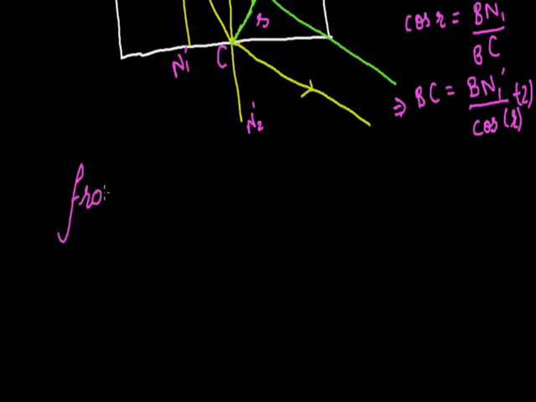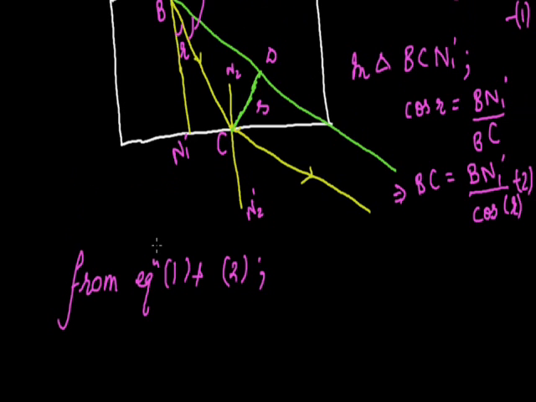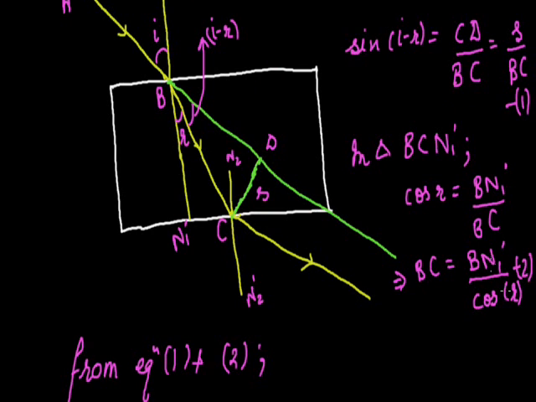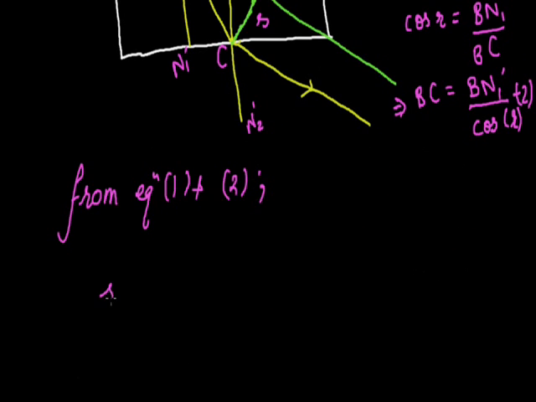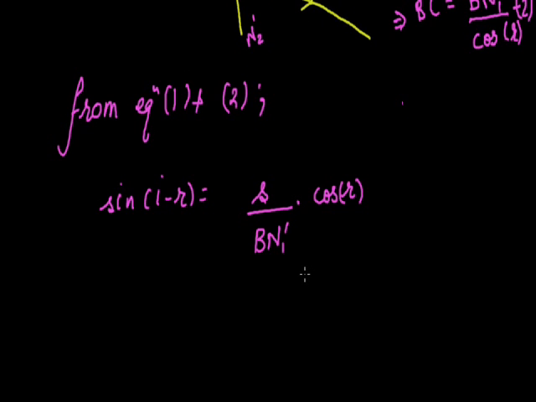Now we can put the value of BC from equation 2 in equation 1, and we can write it as sine of I minus R is equivalent to S upon BC, where BC is BN1 dash upon cos of R. But we are interested in the value of S. So let's rearrange this equation and write S is equal to BN1 dash into sine of I minus R upon cos of R.